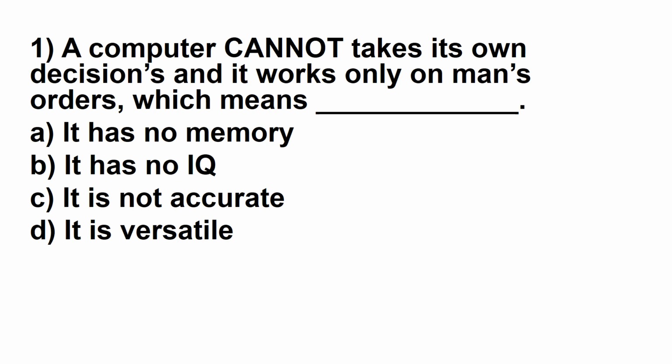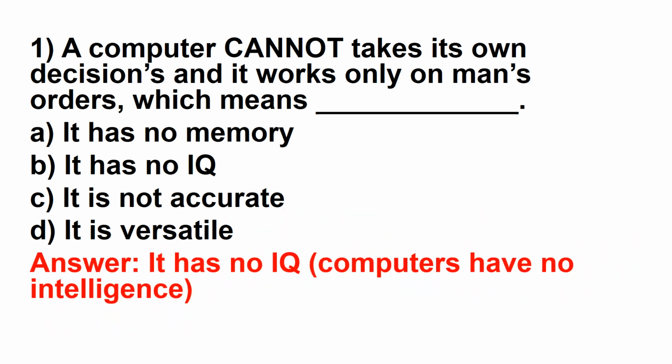Let's move on to the question and answers. The first question: a computer cannot take its own decisions and it works only on man's orders, which means it has no memory, it has no IQ, it is not accurate, it is versatile. So the right answer is, it has no IQ. Computers have no intelligence, they depend on humans.